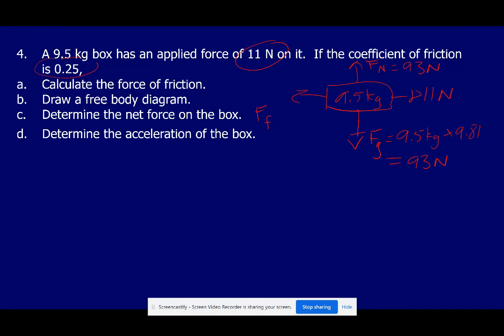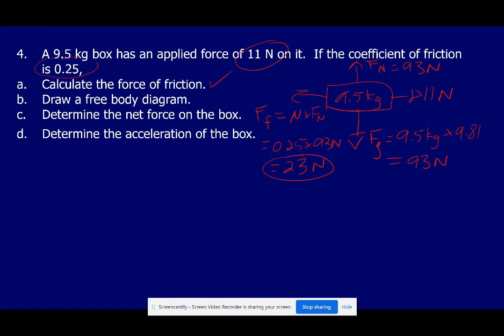Now over here with friction, it's equal to mu times the normal force. Now that we know the normal force and the question gave me mu, I can go 0.25 for mu times 93 newtons. 0.25 times 93 is 23 newtons. I've rounded my answers here, but that right there is the answer to A.